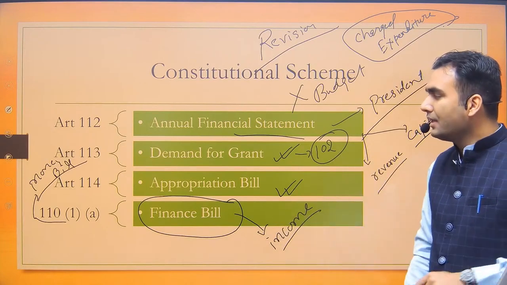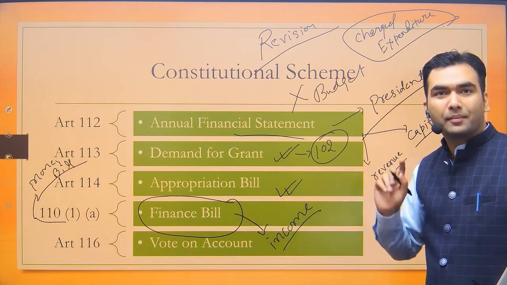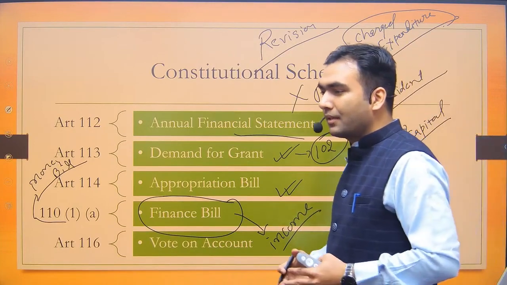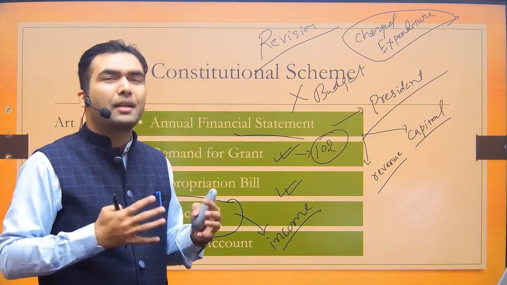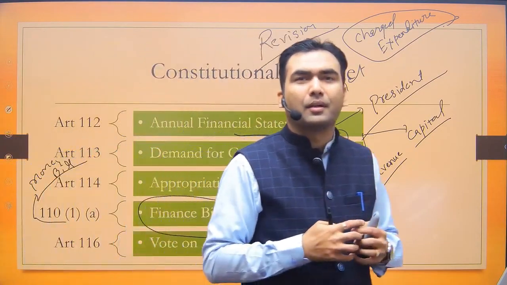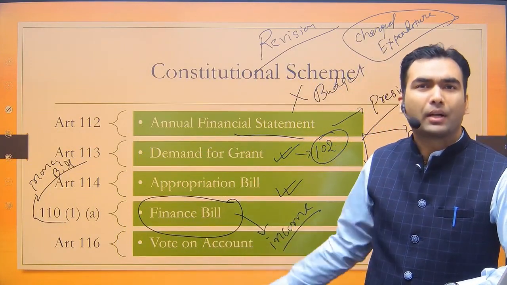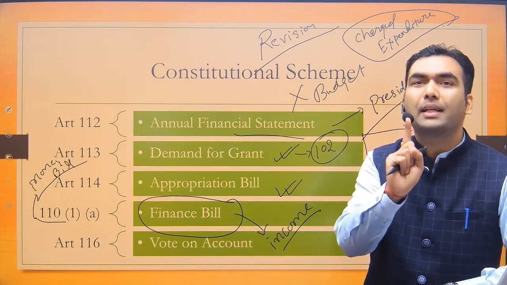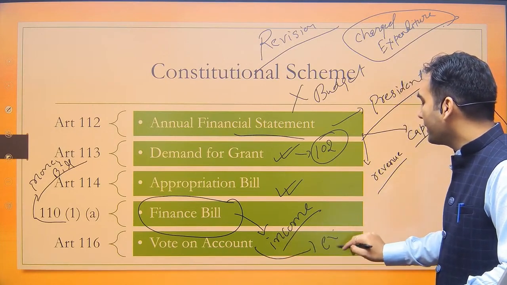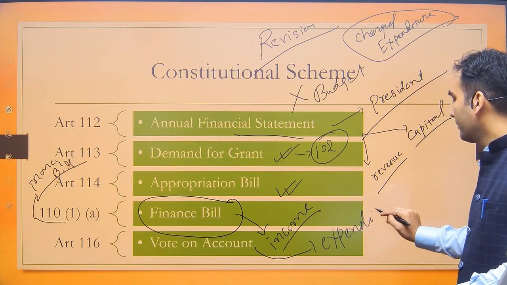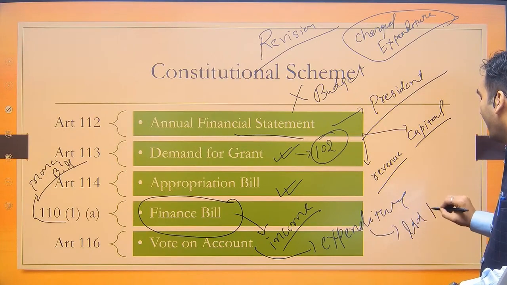Okay, now there is something called vote on account, which is mentioned in Article 116. A few days before the budget, our finance minister Nirmala Sitharaman gave a statement that this interim budget is not of concern because this is just a vote on account. Well, she was technically not right, because vote on account has just the expenditure part, and that too for a limited period of time.